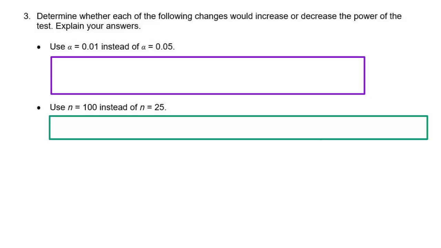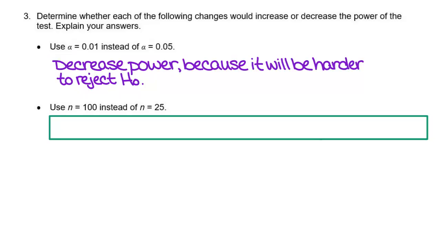Determine whether each of the following changes would increase or decrease the power of the test. Explain your answers. If we use an alpha of 0.01 instead of an alpha of 0.05, would that increase or decrease the power? Decrease. If you decrease alpha, it makes it harder to reject the null. If it's harder to reject the null, that decreases our power.